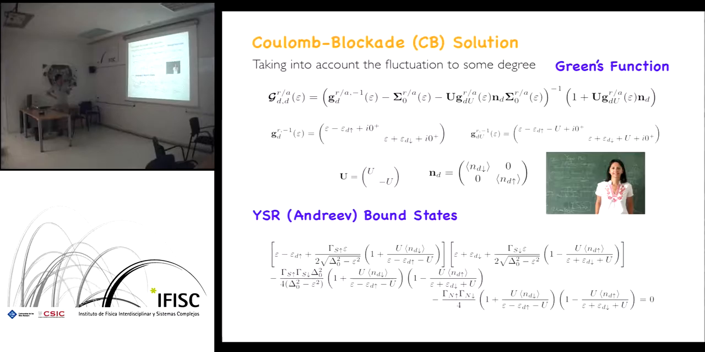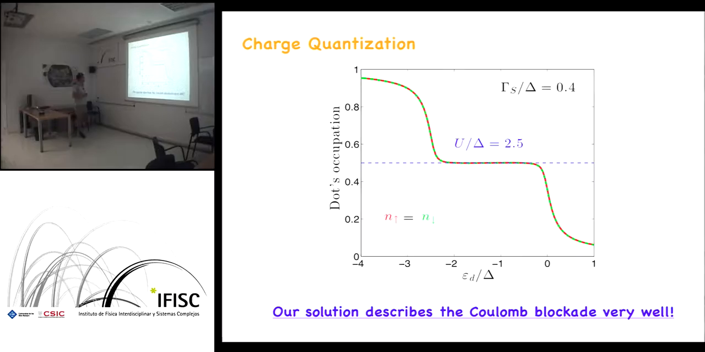Here we consider the fluctuation to some degree, then you get a more complicated Green's function. This Green's function also has to be calculated self-consistently. We can also easily calculate the position of the Andreev bound state.